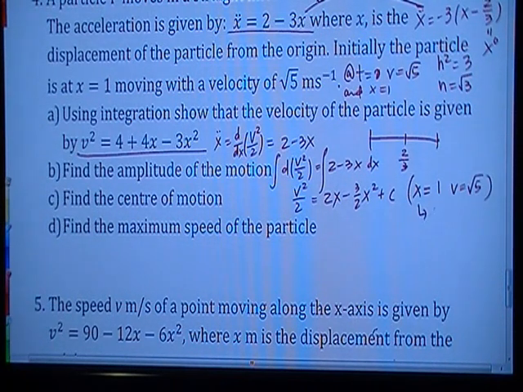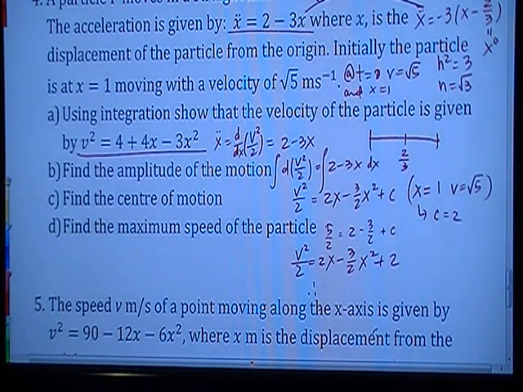So you would calculate that to be 5 on 2 equals 2 minus 3 on 2 plus c. And you do that, that's going to be 8 on 2, 4. C equals 2 in that case. So v squared on 2 equals 2x minus 3 on 2 x squared plus 2. Therefore, v squared equals 4 plus 4x minus 3x squared as required.